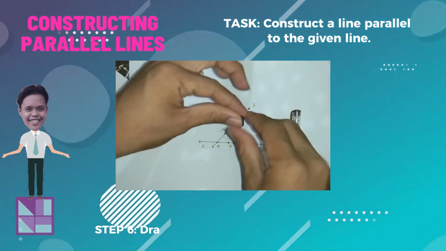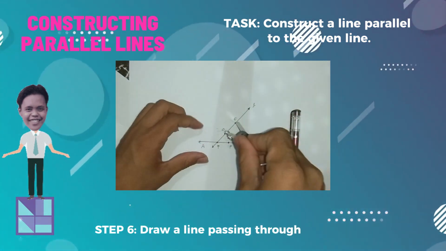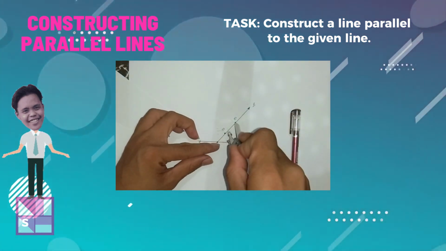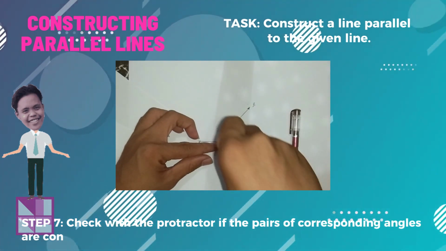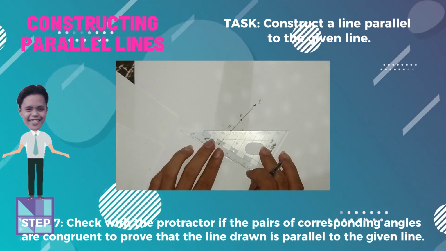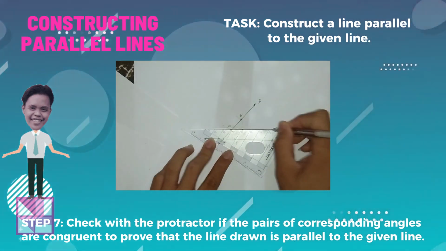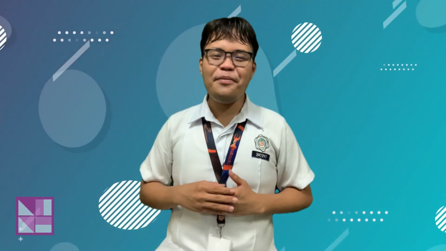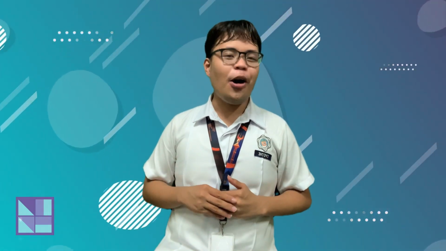Nice! Step 6. Draw a line passing through S and H. And step 7, check with a protractor if the pairs of corresponding angles are congruent to prove that the line drawn is parallel to the given line. That is some basic geometric construction using a straight edge and a compass.